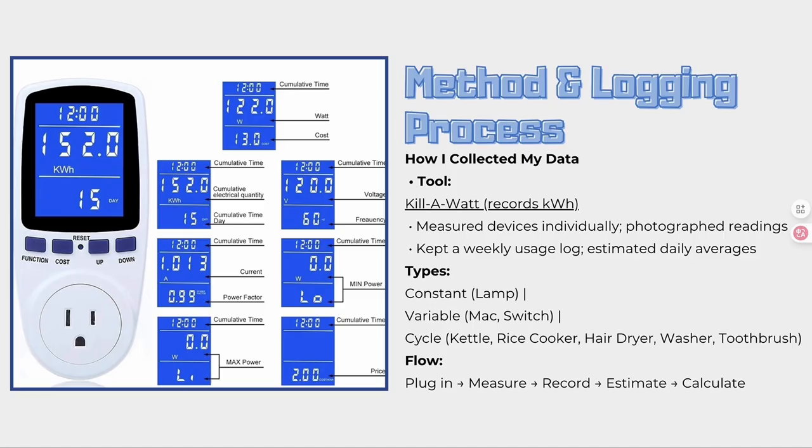This process helped me see exactly where my daily energy goes, something I never really paid attention to before this project.